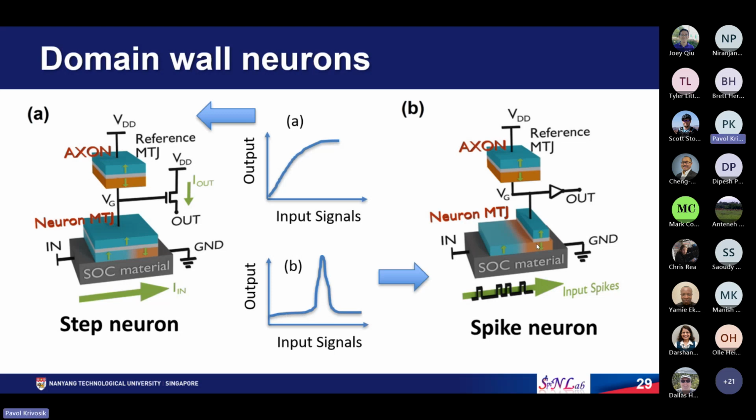But once the domain wall enters into this region, then the resistance of this device measured in the vertical direction is going to change. So you'll see a change. And if the domain wall goes back, then this resistance will come back to its initial value. So you can create a spike using this kind of neuron, and this neuron is called spike neuron. And we are more interested in spike neuron because the brain operates based on spikes in our neuron. So we are more interested in this kind of neuron.